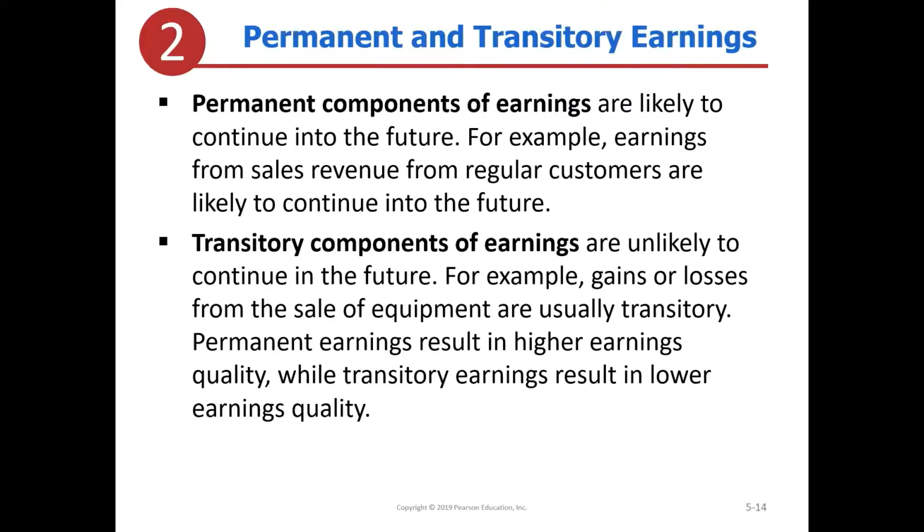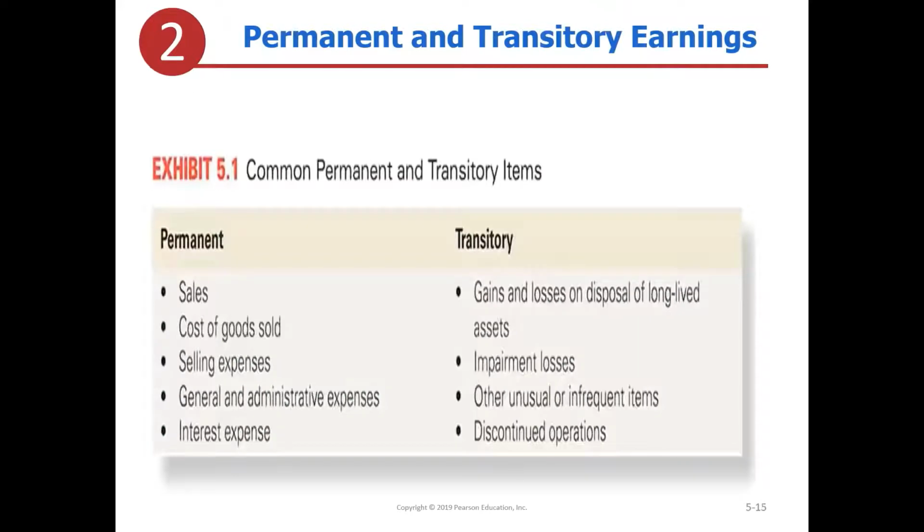The order of the income elements on the statement of income guides financial statement users in distinguishing the permanent and transitory elements. Elements presented earlier in the statement of comprehensive income are typically more permanent than those included later in the statement. Here you see in Exhibit 5.1, it lists income statement line items commonly viewed as permanent and transitory.